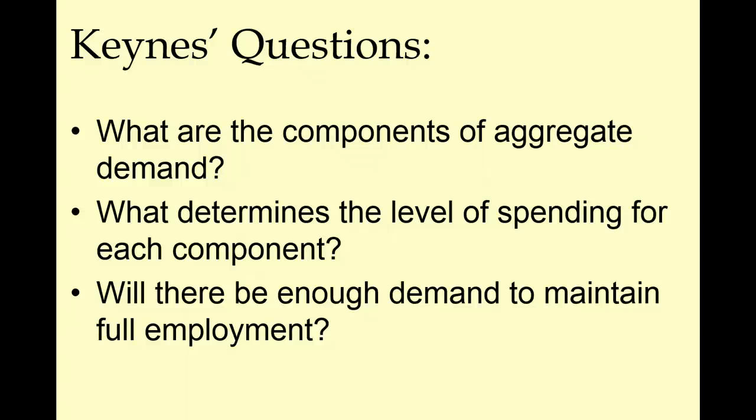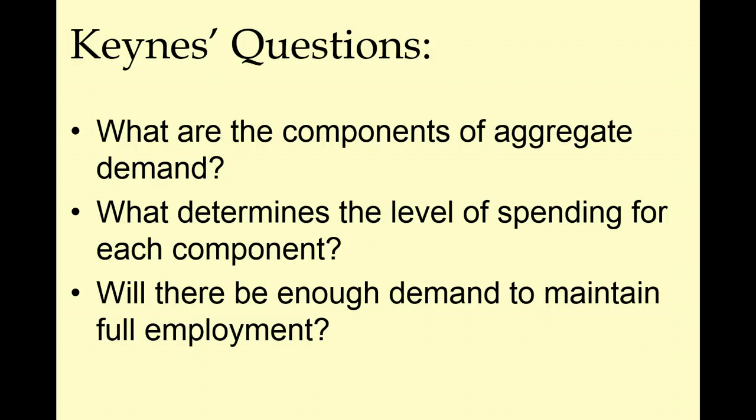This video is on aggregate demand, and in particular, it's going to deal with monetary policy and fiscal policy. We're going to start this video off with some questions that John Maynard Keynes, an economist in the early 20th century, was dealing with. Basically, Keynes was trying to figure out what caused the massive economic downturns in the world in the 1930s, especially in the United States.